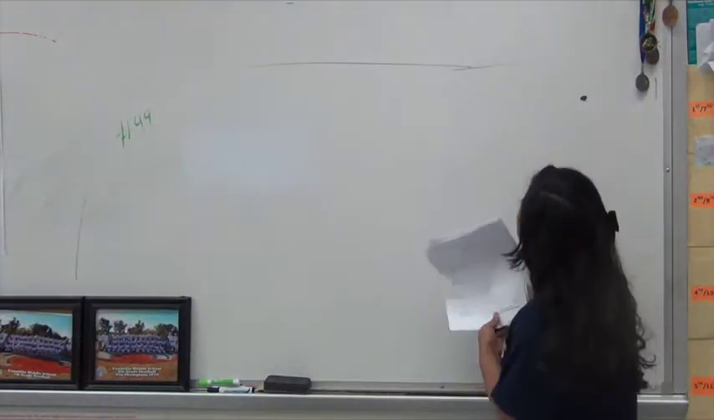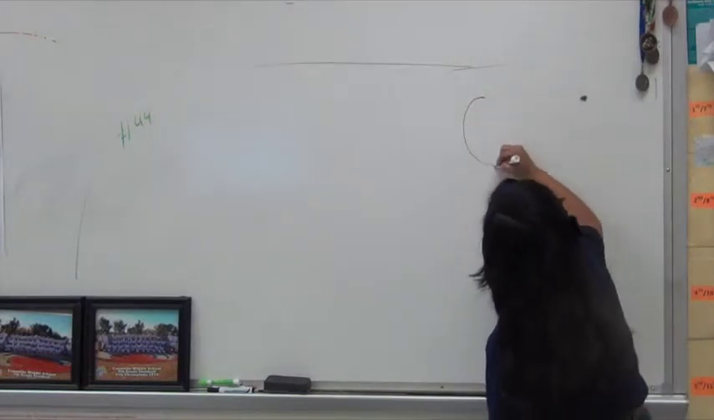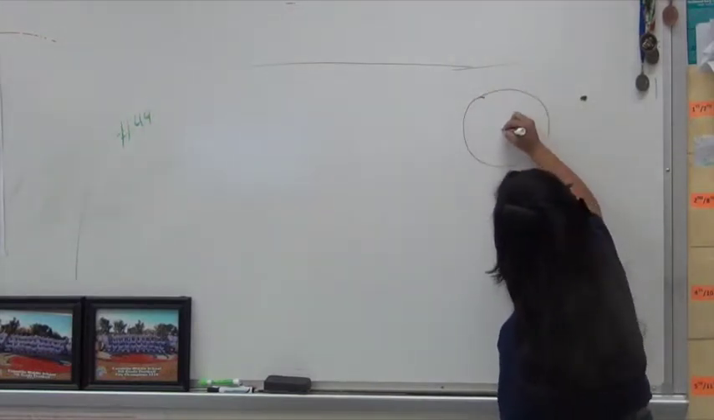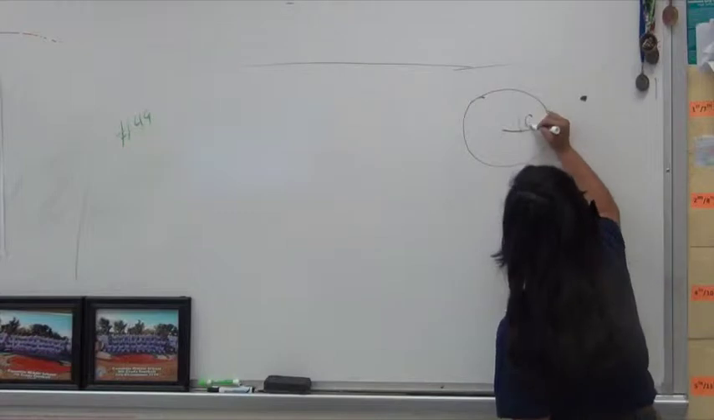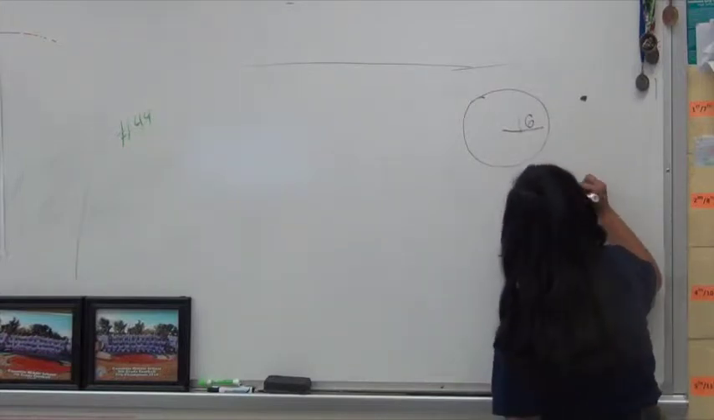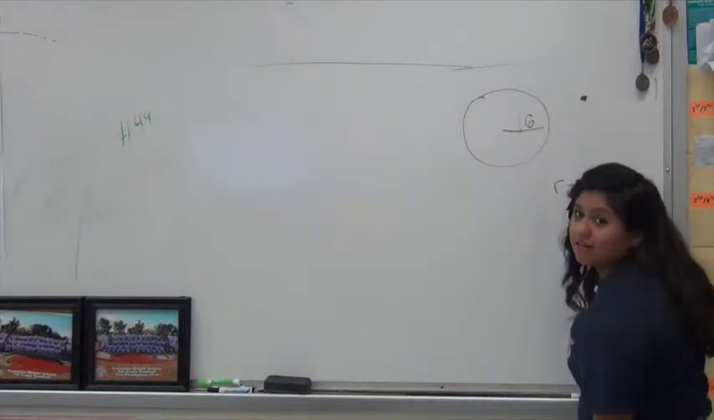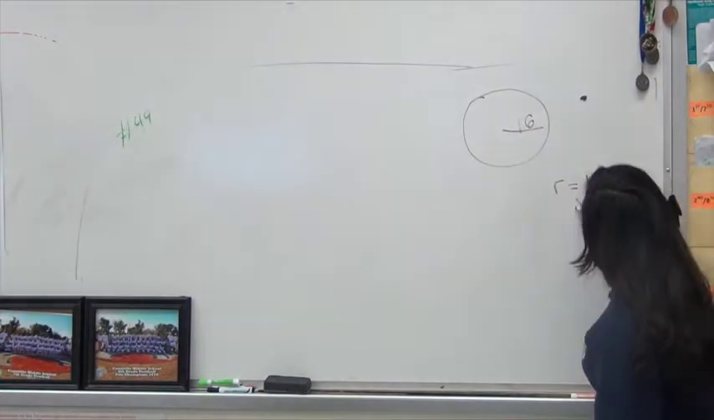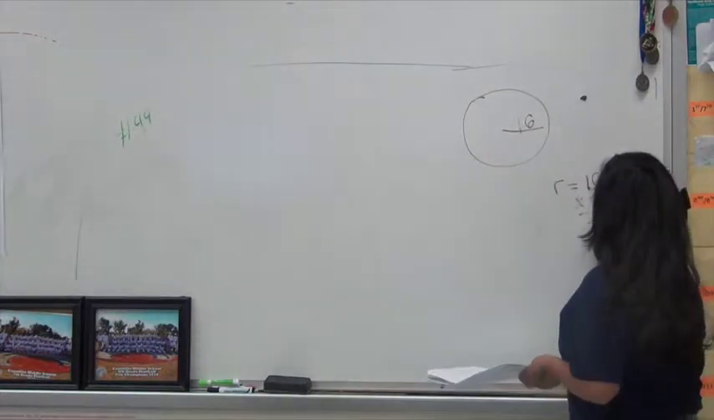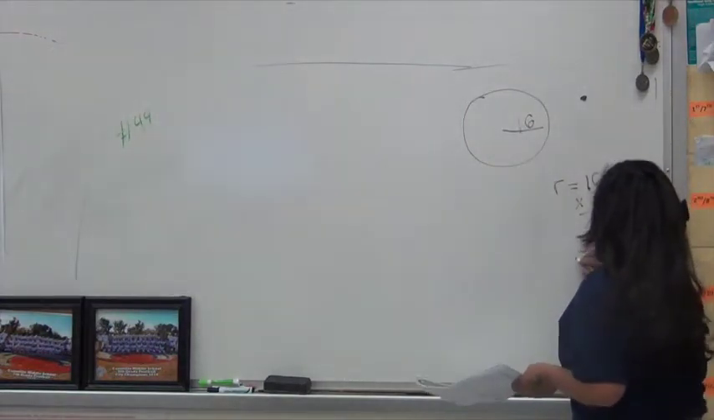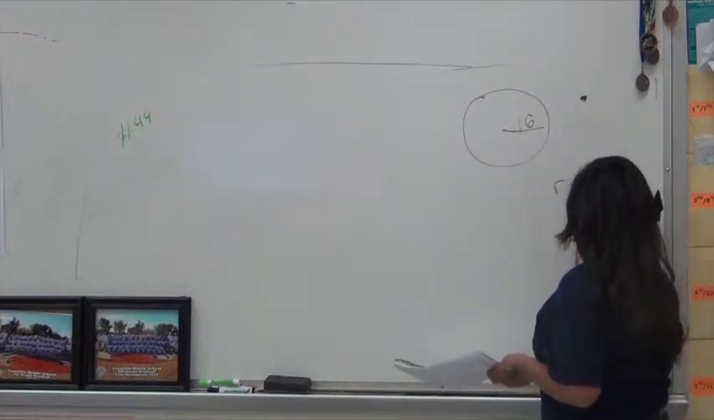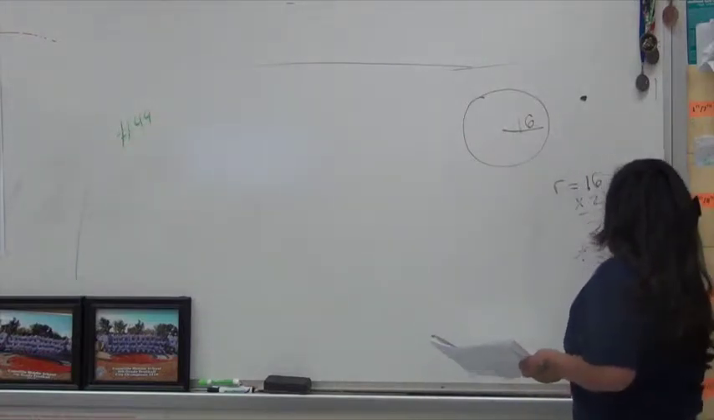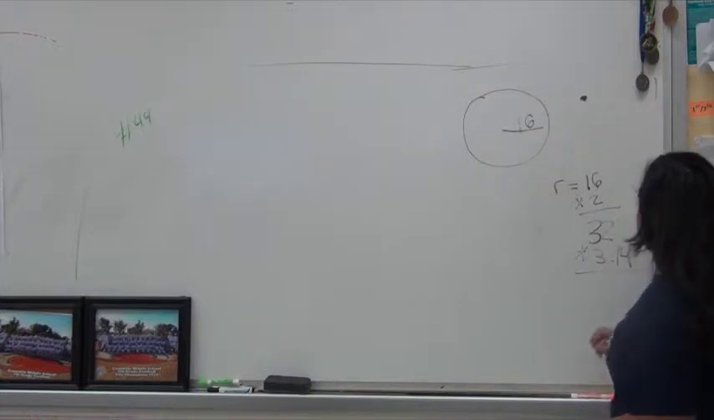Okay, so this is a street we're trying to solve for. 16 inches is the radius. 16 times 2 would be 32, and then 32 times 3.14, which is pi. And that's how we find an answer.